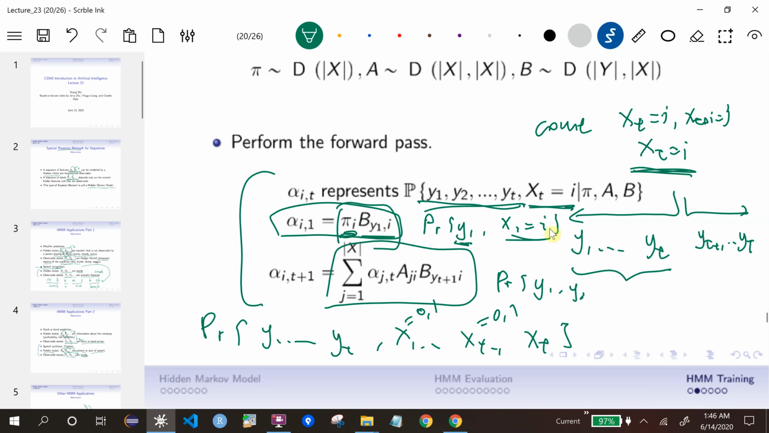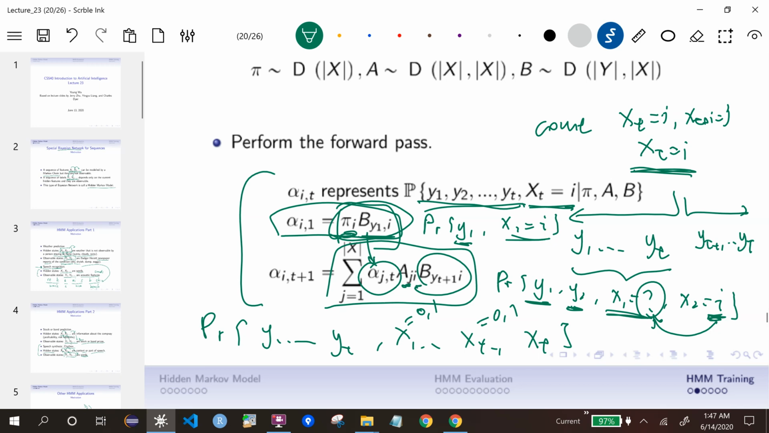So this is y_1, y_2, where x_1 is, I don't know, and x_2 is i. What will happen is we multiply the y_1, x_1 term we computed already from the previous part, so that's our alpha-hat part. The remaining new part is first y_2 given the current state is i, so it's our B, and second is we transition from the previous state, whatever that is, to i. So this is state j to i, so we multiply by that probability.